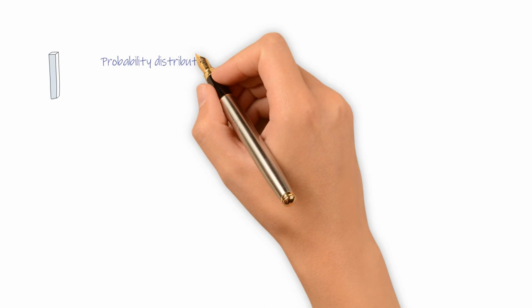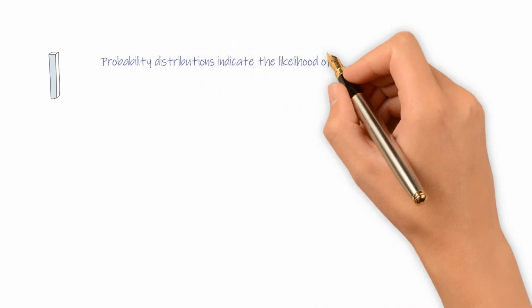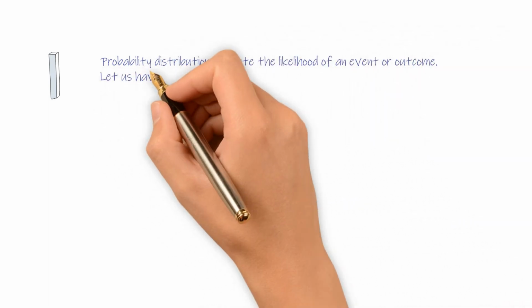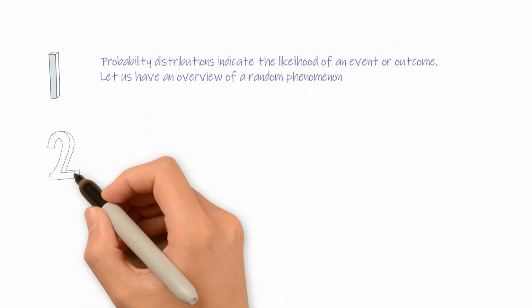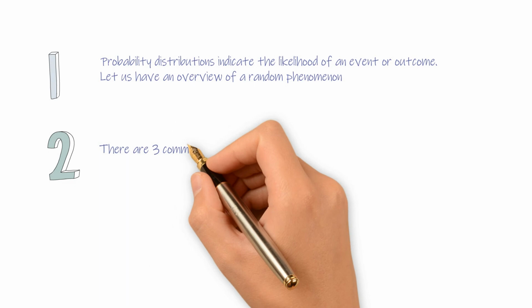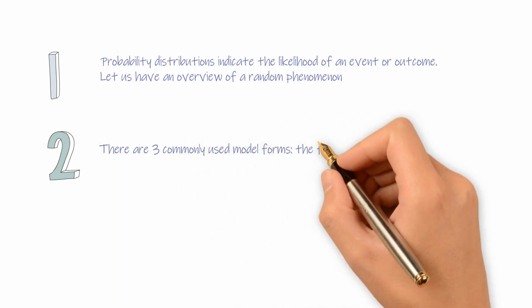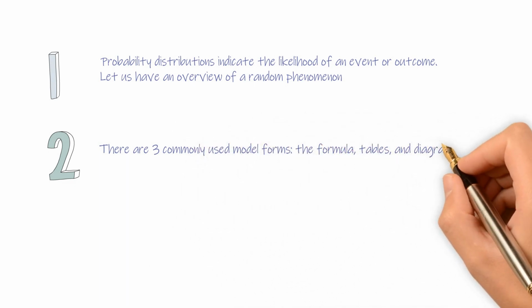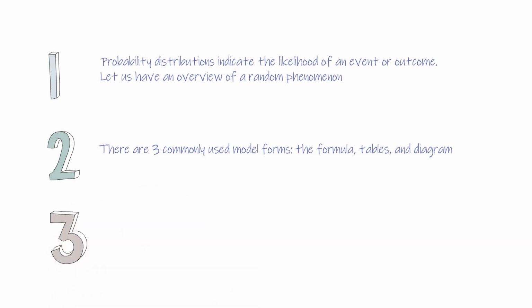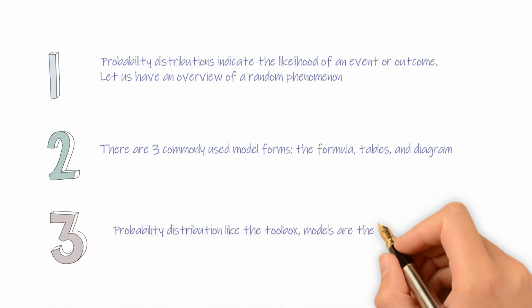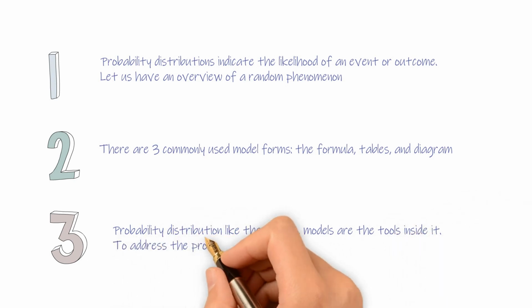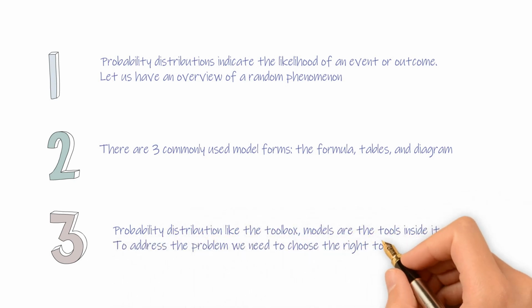3 takeaways. First, probability distribution indicates the likelihood of an event or outcome. It enables us to have an overview of a random phenomenon. Second, there are 3 commonly used model forms: formula, table, and diagram. Third, probability distribution, like the toolbox, models are the tools inside it. To address the problem, we need to choose the right tool first.